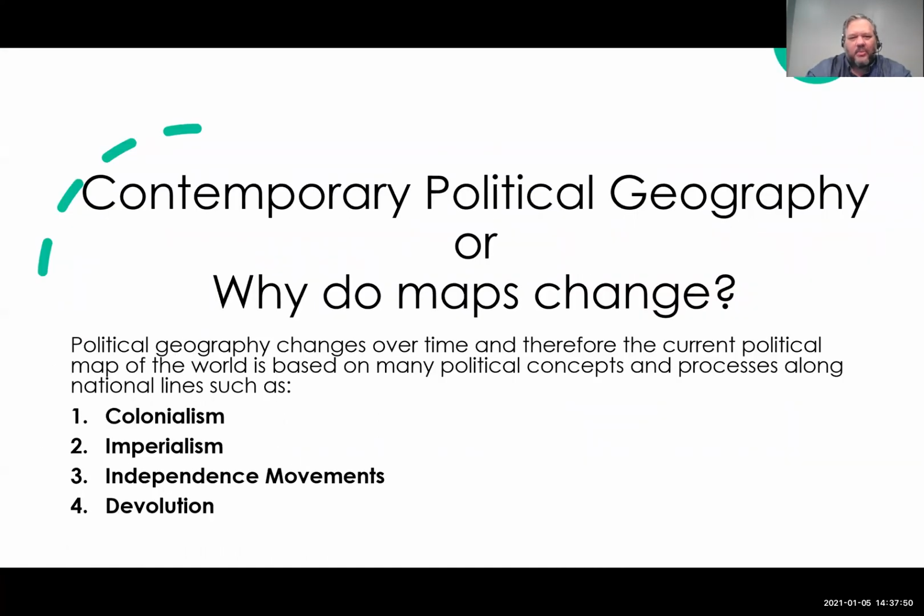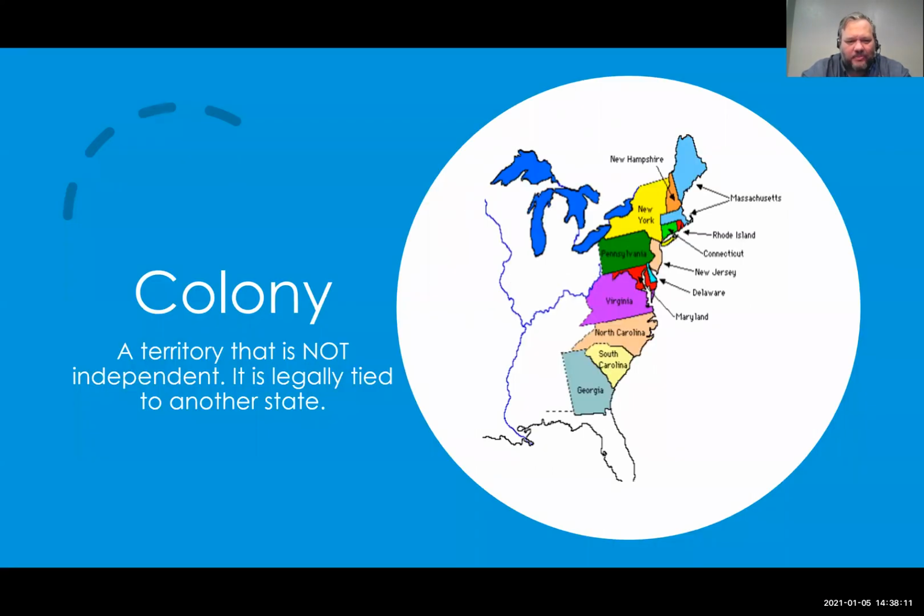Alrighty. So when we're talking about contemporary political geography, we're going to look at four things. Another way of saying this is, why do maps change? If we looked at a global map 100 years ago, it looks a little bit different today. So there's four big reasons that you need to be good with: colonialism, imperialism, independence movements, and devolution. Alrighty. So let's go ahead and get started.